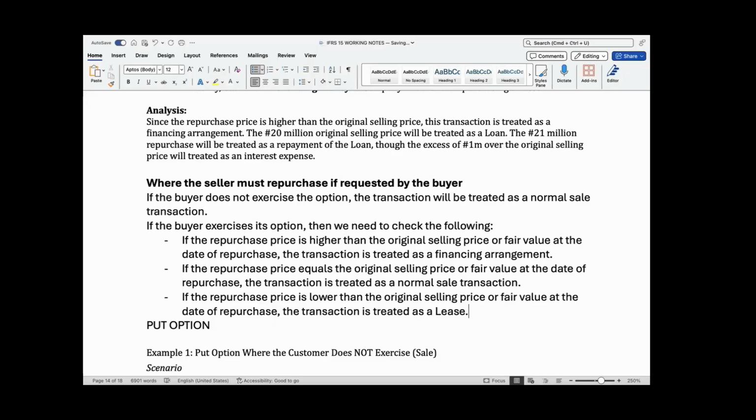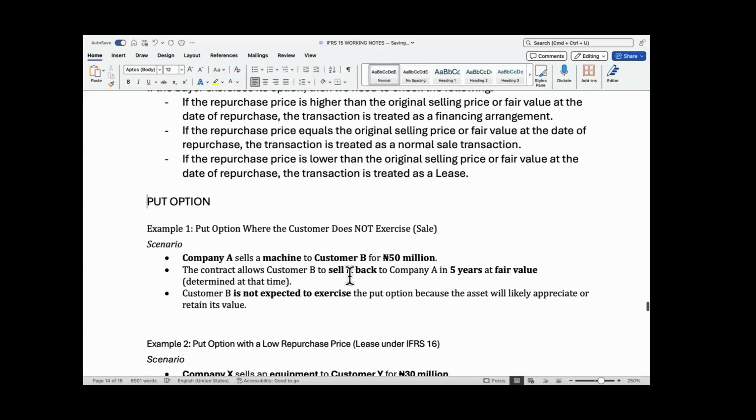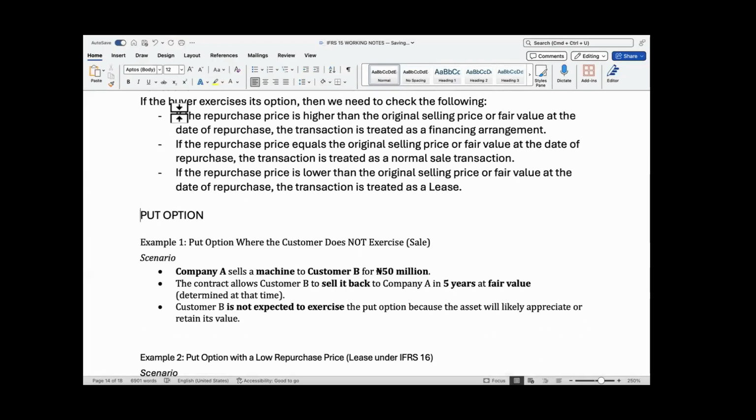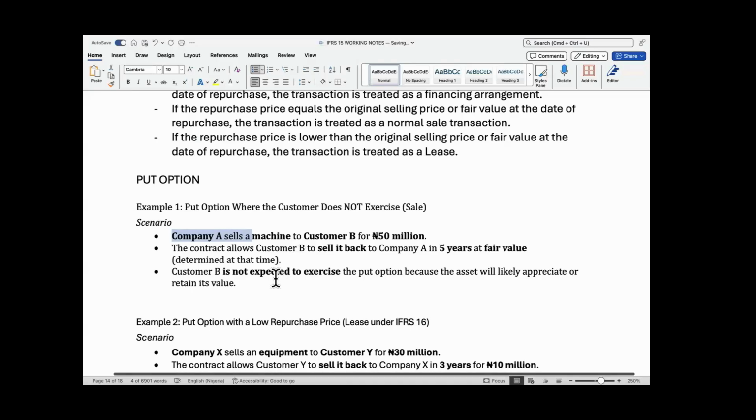So let's look at examples to just make it make more sense. So how many examples? Yeah, 3, since there are 3 scenarios. So it says company A sells a machine to company B for 50 million. The contract allows company B to sell it back to company A in 5 years at fair value, determined at that time. Company B is not expected to exercise the put option because the asset will likely appreciate or retain its value.